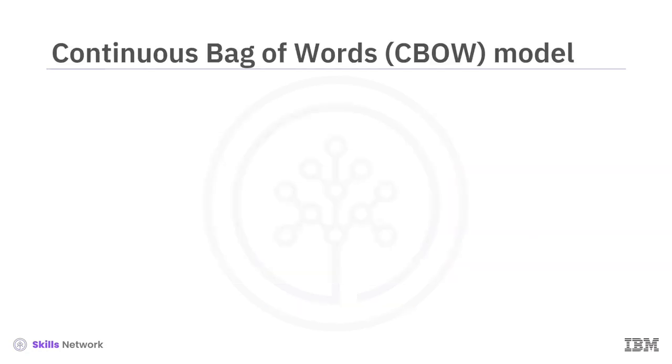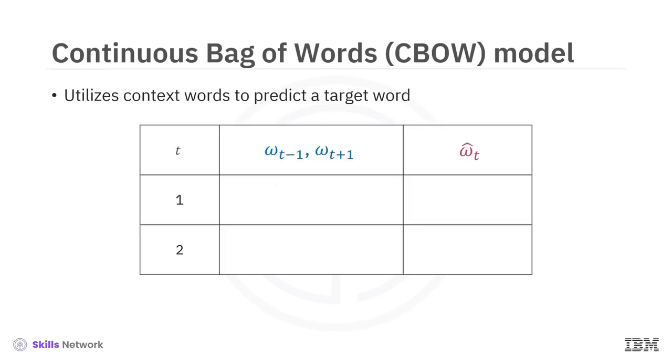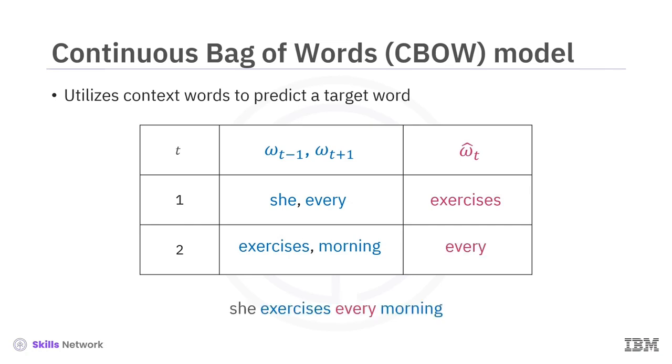Next, you will learn about the continuous bag of words, or CBOW, model. This model utilizes context words to predict a target word and generate its embedding. In the table shown, the second column lists the predicted word from the network. When she and every are given as inputs, the model predicts exercises. With exercises and morning as inputs, the model predicts every.